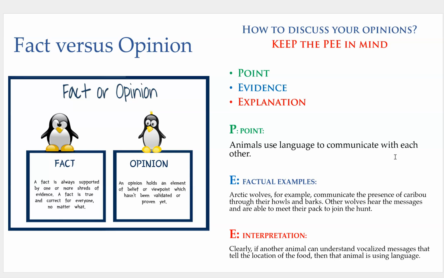Arctic wolves, for example, communicate the presence of caribou through their howls and barks. Other wolves hear the messages and are able to meet their pack to join the hunt. So that's the example that they have used here. How can you interpret or explain it? Clearly, if another animal can understand vocalized messages that tell the location of the food, then that animal is using language. So you have the point, you have an example, and then you have the evidence, the explanation. I have written interpretation because that is what it's all about.